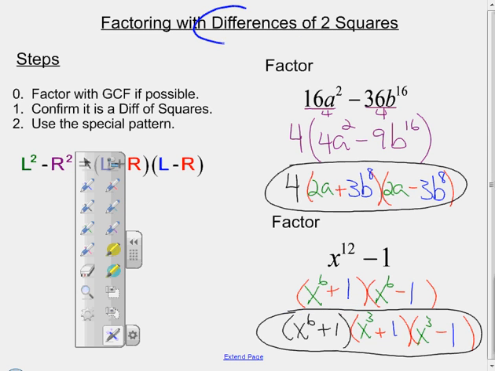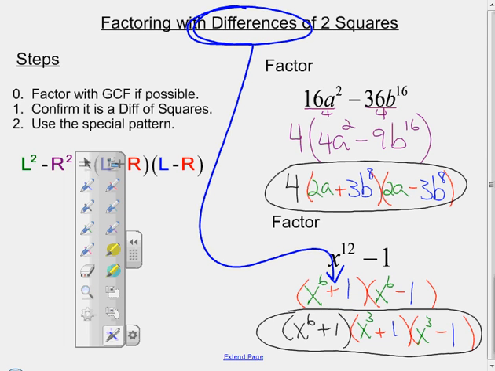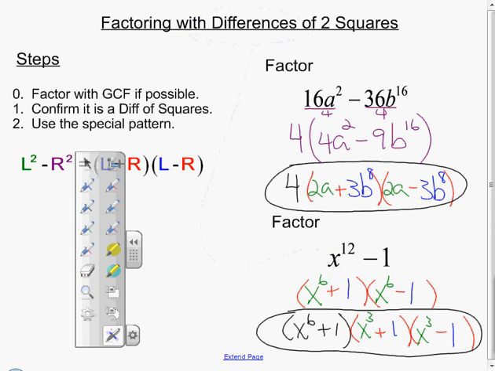And again, if we notice the title here where it says difference of two squares, it's very simple. That is a sum of two squares. And there is no special pattern for factoring a sum of two squares. It's not even possible. So this just means if you notice the second factor that we had was a difference of two squares again, so we factored it.